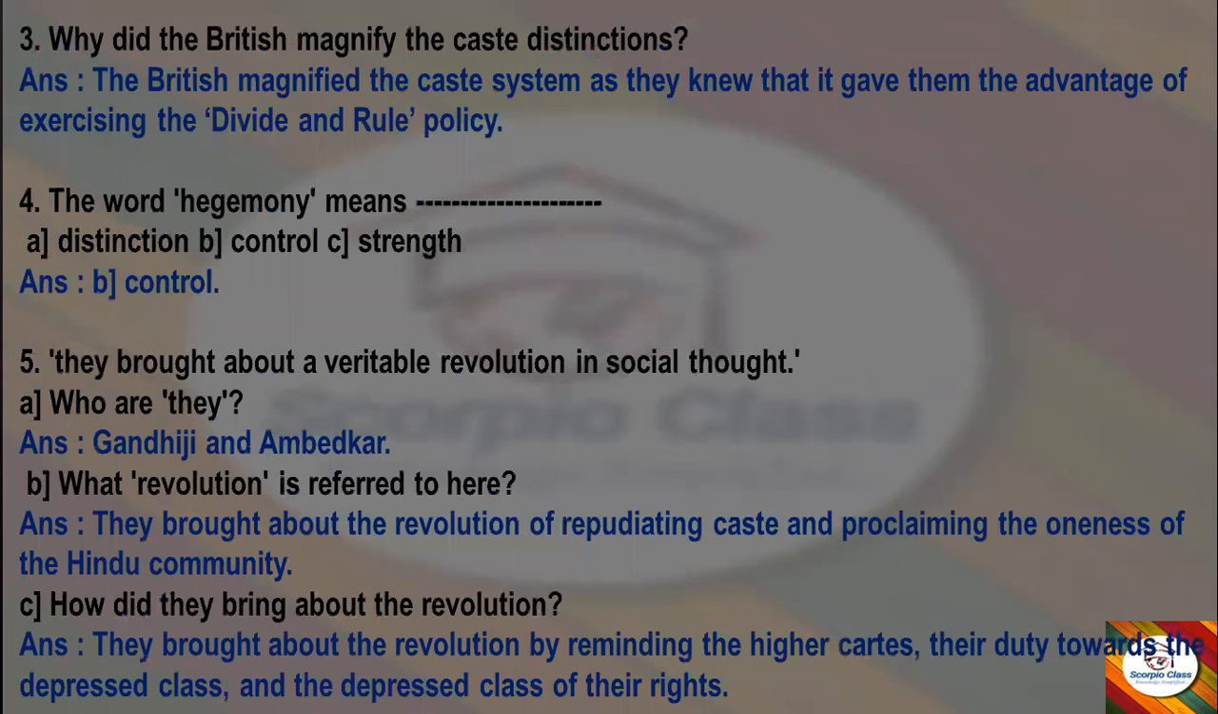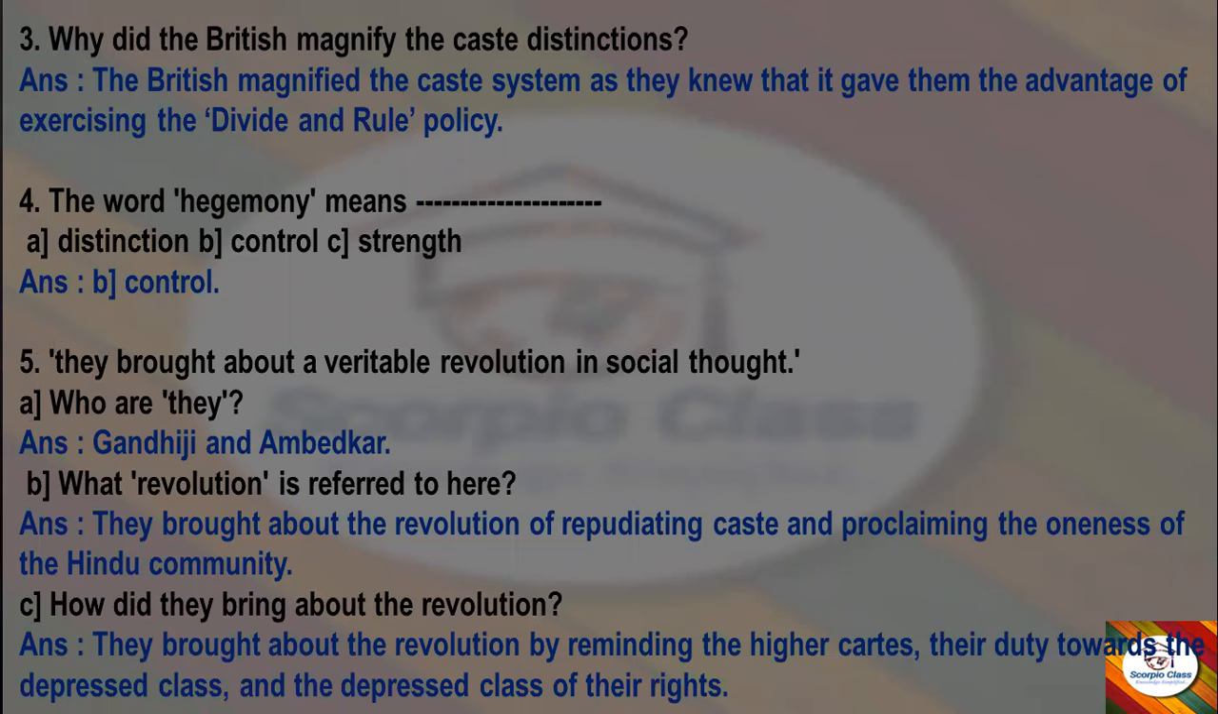Next question. Why did the British magnify the caste distinctions? Answer: the British magnified the caste system as they knew that it gave them the advantage of exercising the divide and rule policy. Next, the word hegemony means dash: distinction, control, strength. Answer is option B, control.